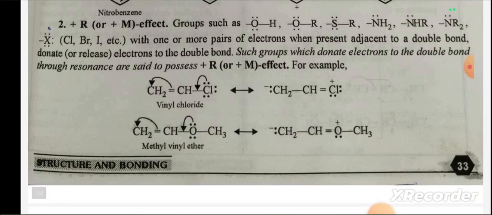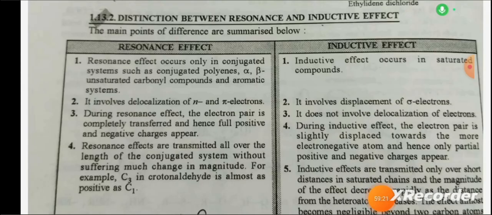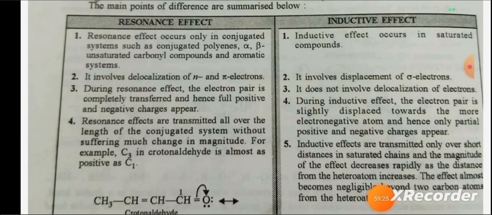Difference between resonance and inductive effect. First, resonance effect occurs only in a conjugated system such as conjugated polymers, alpha, beta unsaturated carbonyl compounds and aromatic systems. On the other hand, inductive effect occurs in saturated compounds. Second, it involves delocalization of n and pi electrons. On the other hand, the inductive effect involves displacement of sigma electrons.